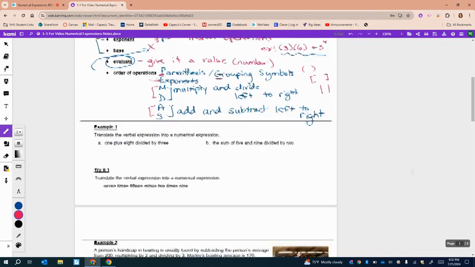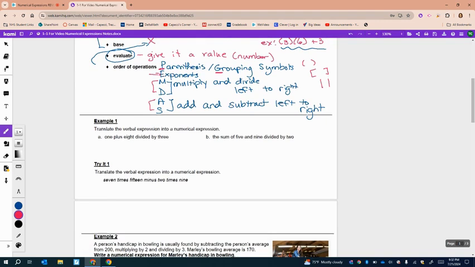Okay, so let's get into the lesson now. So here we say in example 1, translate the verbal expression into a numerical expression. So 1 plus 8 divided by 3. Now, one thing I like to do with these is I like to read them back just to make sure I'm okay. I won't do this in every example, but we'll start with that. 1 plus 8 divided by 3. That looks good.